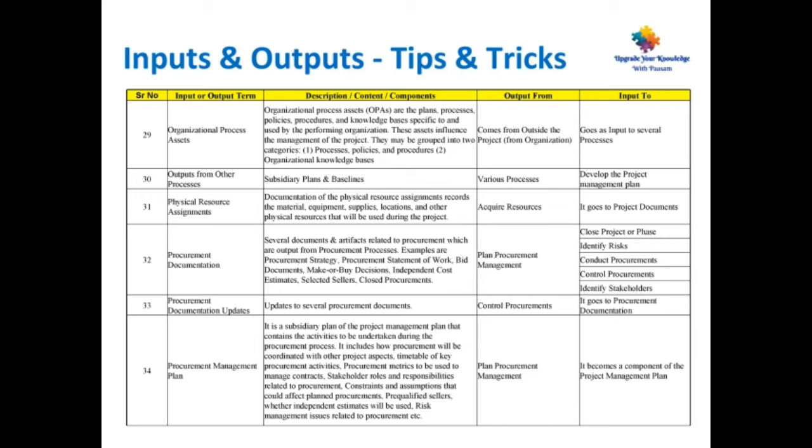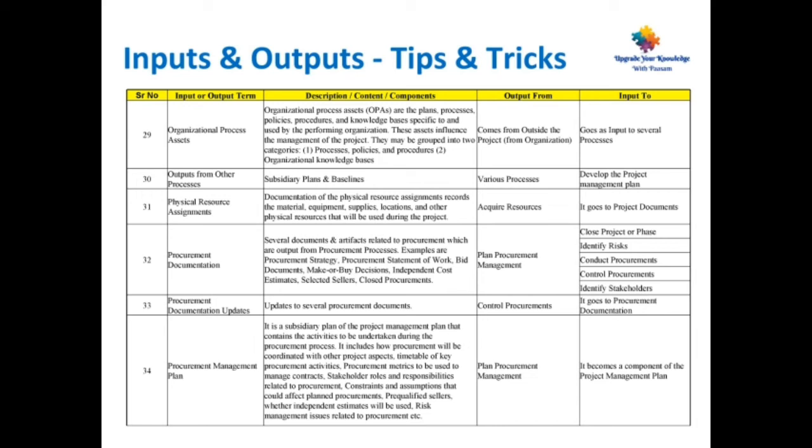Point number 30, outputs from other processes, subsidiary plans and baselines, output from various processes and input to develop the project management plan. Point number 31, physical resource assignments. Documentation of the physical resource assignments records the material, equipment, supplies, location and other physical resources that will be used during the project. This is the output from acquire resources. It goes to various project documents.